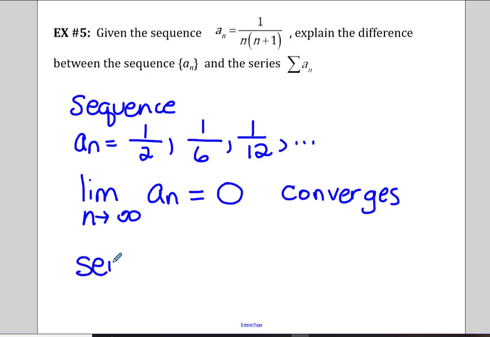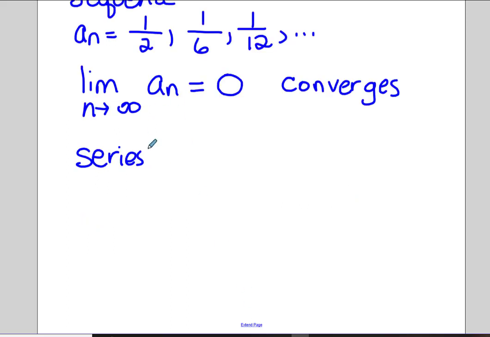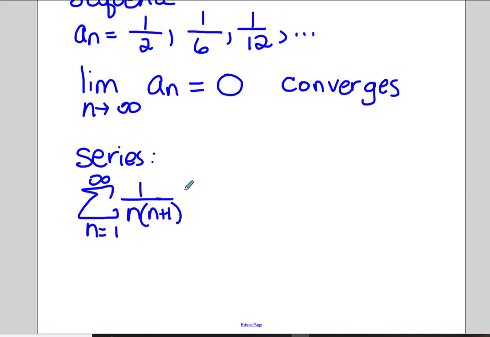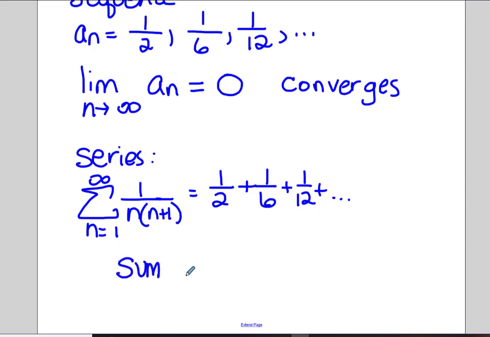And then the series, we said by definition the series was the summation from 1 to infinity of the a sub n term, 1 over n times n plus 1. So we would take each term, 1/2, 1/6, 1/12, and continue on until we added to infinity. Now I happened to use my calculator and found that the sum of that infinite series is equal to 1.